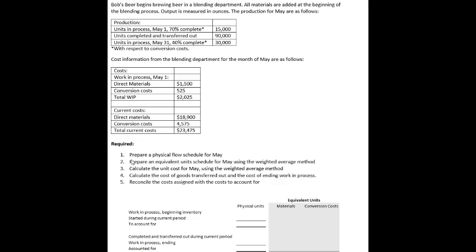In this video I'm going to walk you through the first two requirements, and both of those look at just the physical flow of the units as opposed to the equivalent units, and this one is much more complicated than that other problem you worked through earlier.